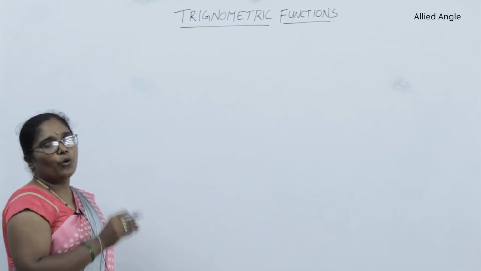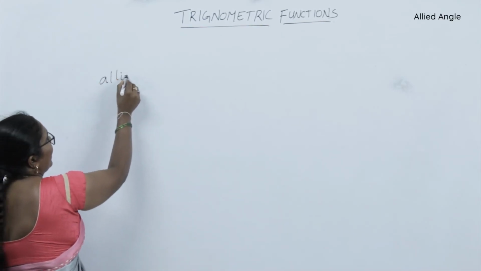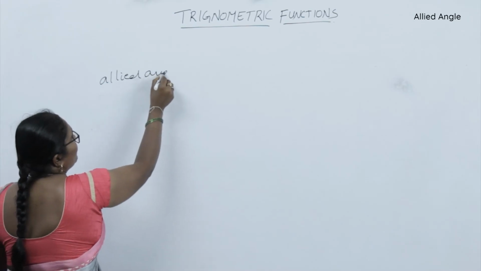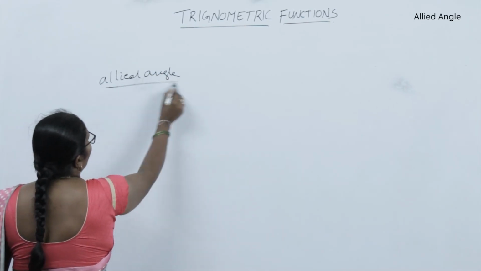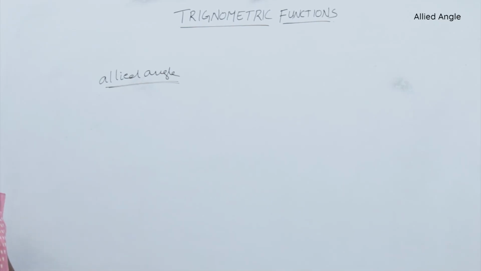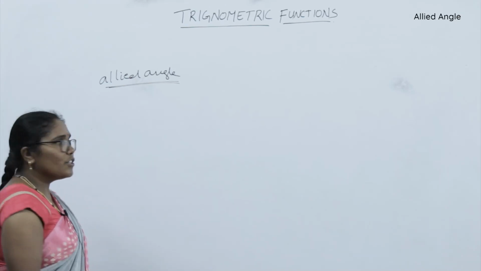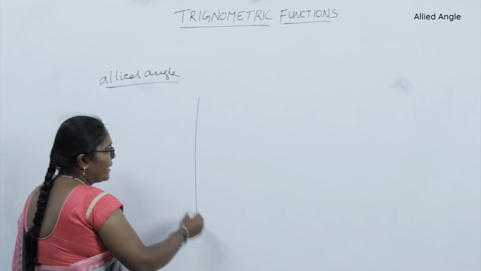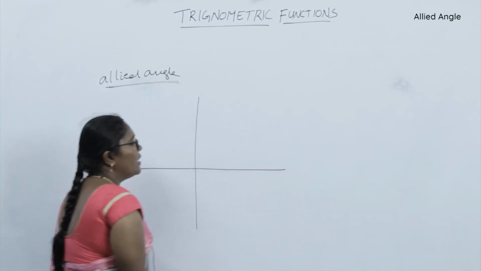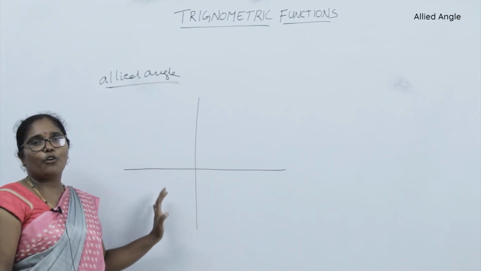Now I'm going to the part of allied angles. What is meant by an allied angle? This is very important, as a one mark question will arise in this topic. So you have to know about the allied angle. To know the topic of allied angles, you just have to see here: it is a plane, and a plane is divided into 4 quadrants.